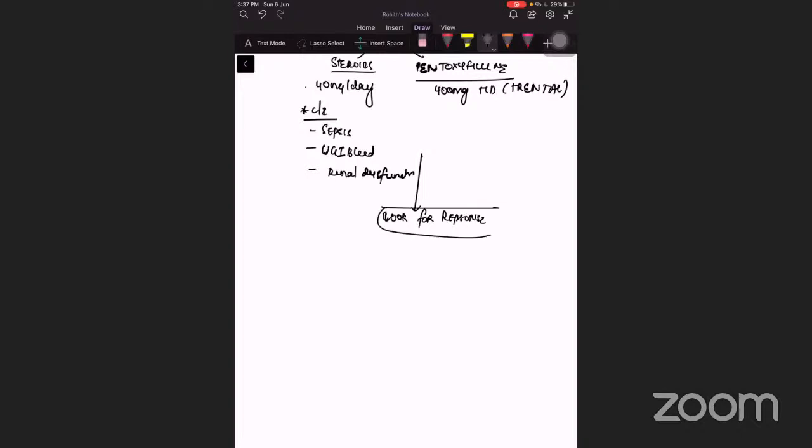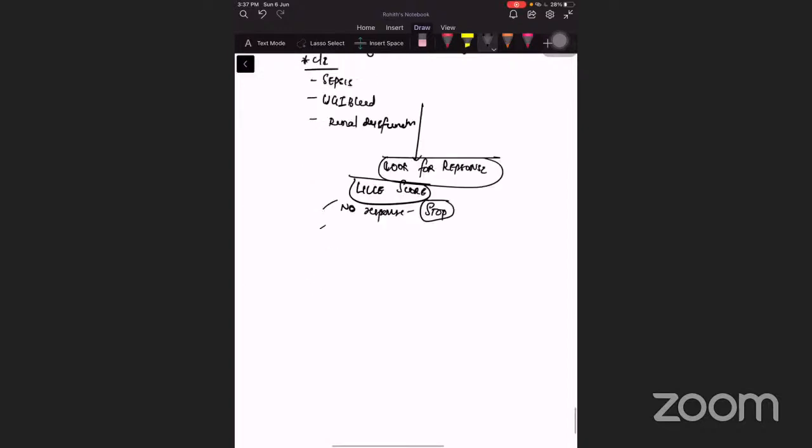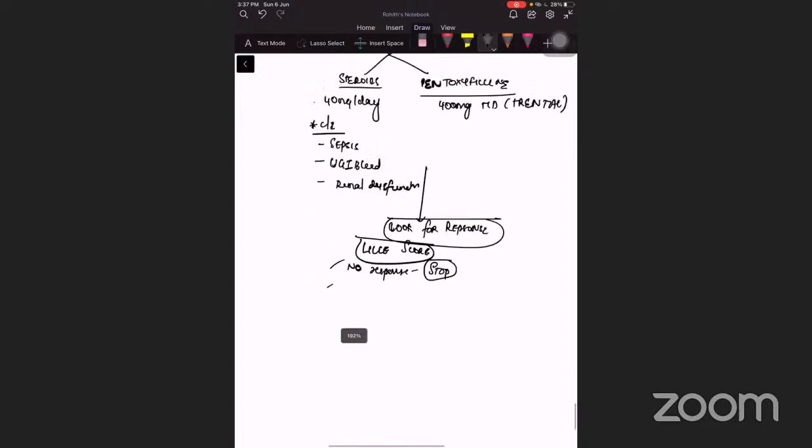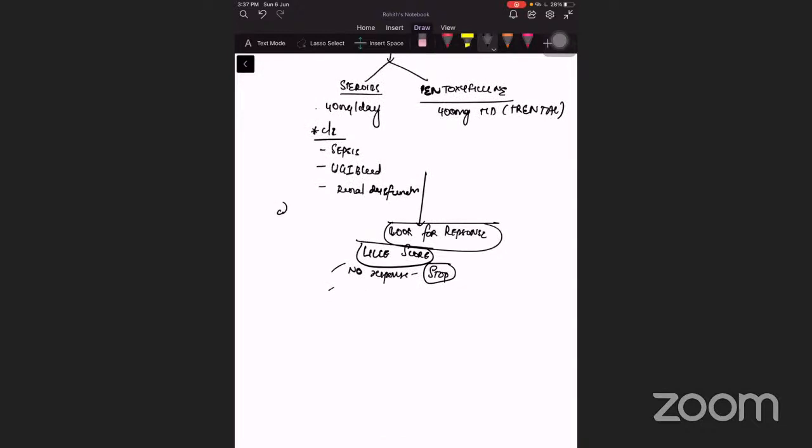Look for a response to steroids. So that is using the Lille score. If the score indicates there is no response or poor response, stop. The patient will not benefit. So there is increasing evidence of whether the patient will respond to steroids at baseline itself. When the patient is admitted, will the patient respond or not?